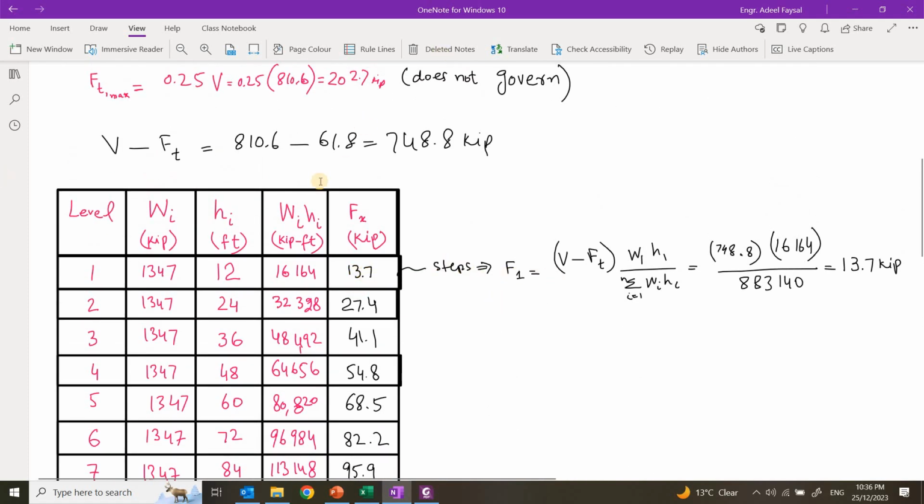So the calculations will look like this. Let me show you how this 13.7 is calculated. These are the steps. I've shown it for one, and the rest you can understand. So Fx, this is represented by Fx, and for the first level we would call it F1. So instead of x, now we are saying specific level 1, and V minus FT. This is what we're talking about.